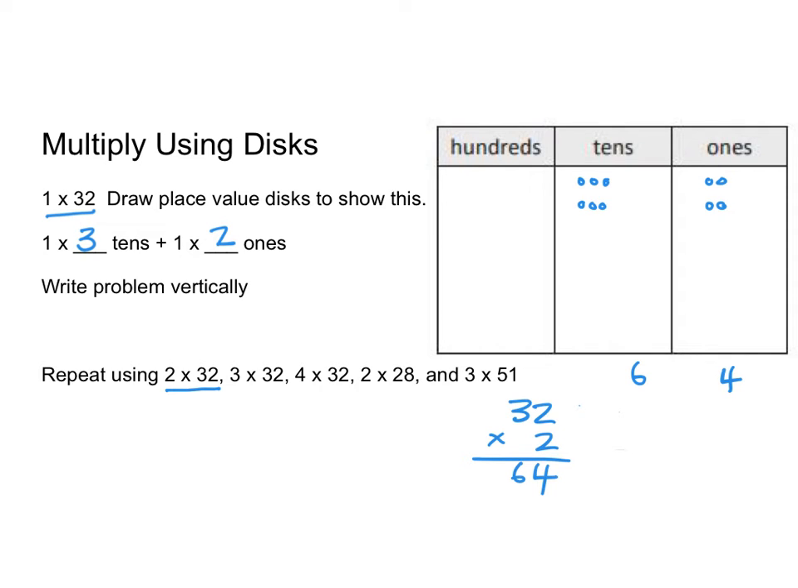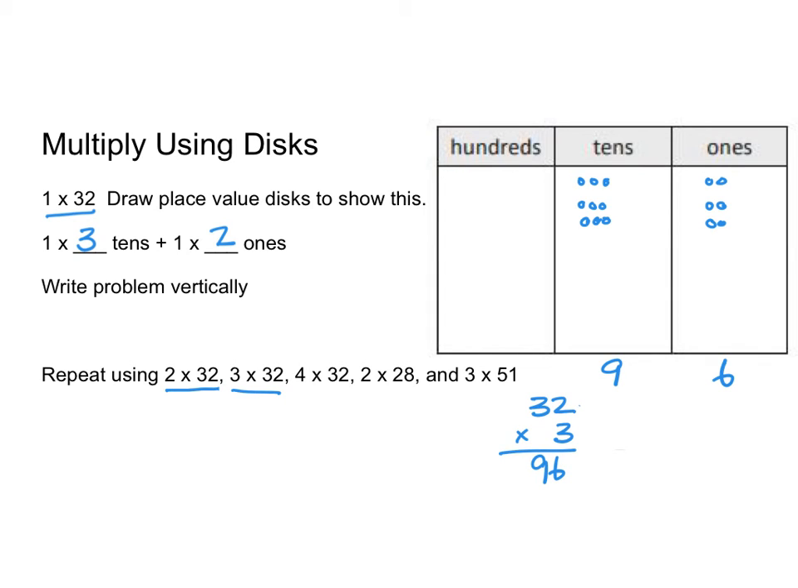All right, let's look at that next one. 3 times 32. So again, we still have our 32 times 2. So now if we just add one more set of 32, 3 tens again, 2 more ones. Well, now we have how many ones? We have 6 ones, and we have 9 tens. So 32 times 3 is 96.